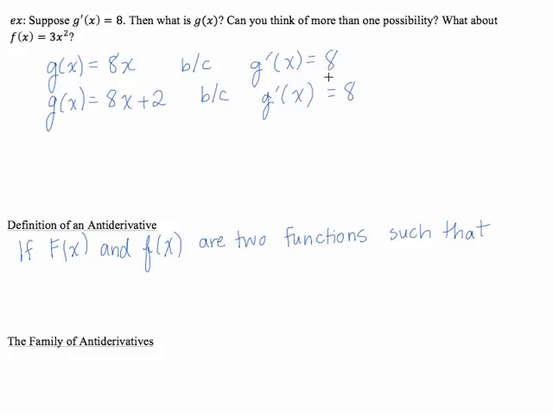So what we're doing is we're going backwards. Given a derivative, can we find the function? And that's what antiderivatives are about. They're about going backwards. What about 3x squared? Actually, that should say f prime of x is 3x squared. What if the derivative of f is 3x squared? What is f of x?